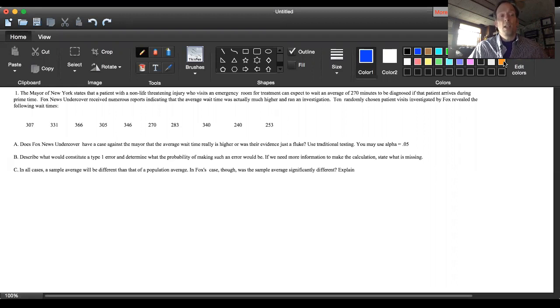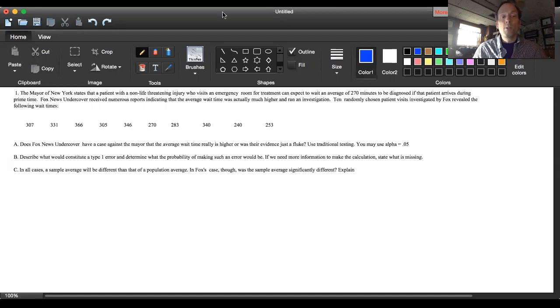So they randomly selected 10 patients, and they're looking at how long it took each one of them to get diagnosed. What we have to figure out is whether the average wait time is a lot higher than 270 minutes. Our job is to figure out whether the sample average is significantly higher than 270 minutes. If that's the case, it could be a bad situation for the mayor, because it means they might be making the hospitals seem a lot better than they really are. If the sample average is not significantly higher than 270, the difference is just due to sampling error, and that would certainly support the mayor's comments.